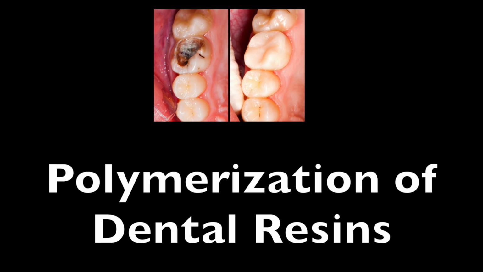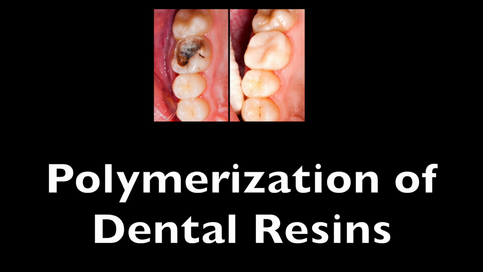Exactly. And because oxygen is most abundant at the surface of the resin, that's where you get this inhibition effect. So we end up with this uncured or partially cured layer on the surface. That's right. So what can dentists do about that? Well, fortunately, there are a few tricks that they can use.